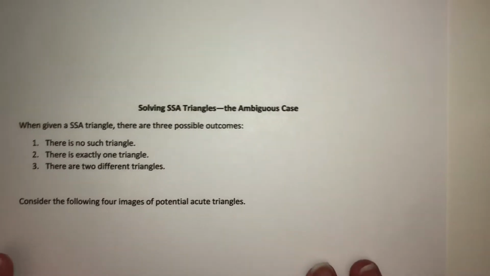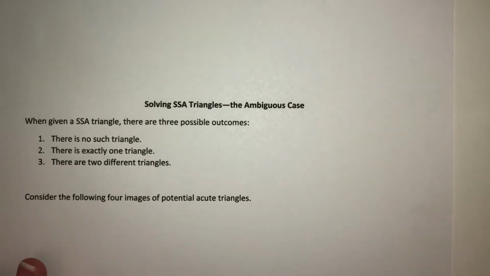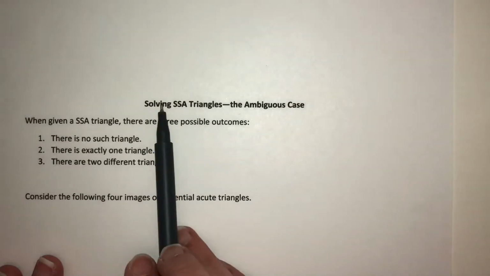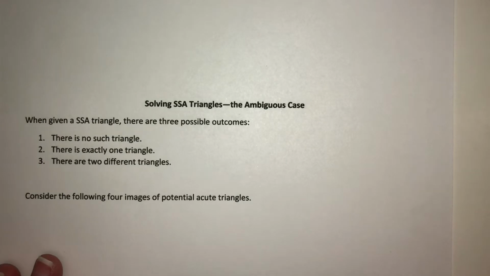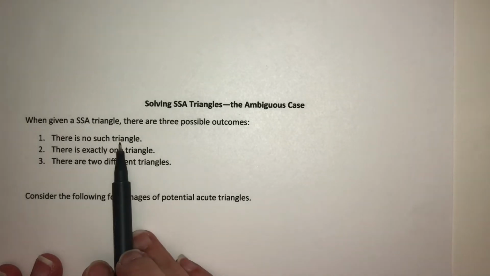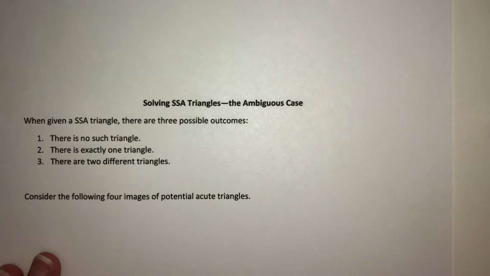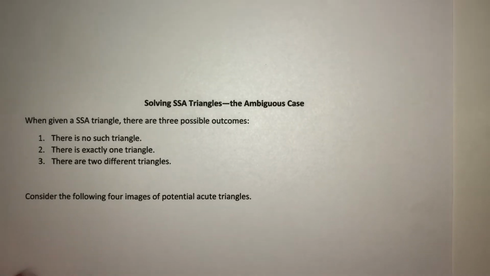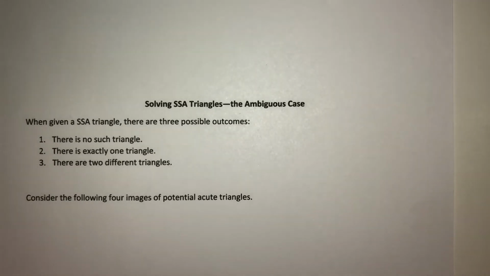Okay, so now let's start talking about the ambiguous case, solving SSA triangles. So we've already seen some of these where we have no such triangle, there's one triangle, and there are exactly two triangles. And we haven't talked about why that might happen. Now we're going to consider the acute triangles and the obtuse triangles separately.